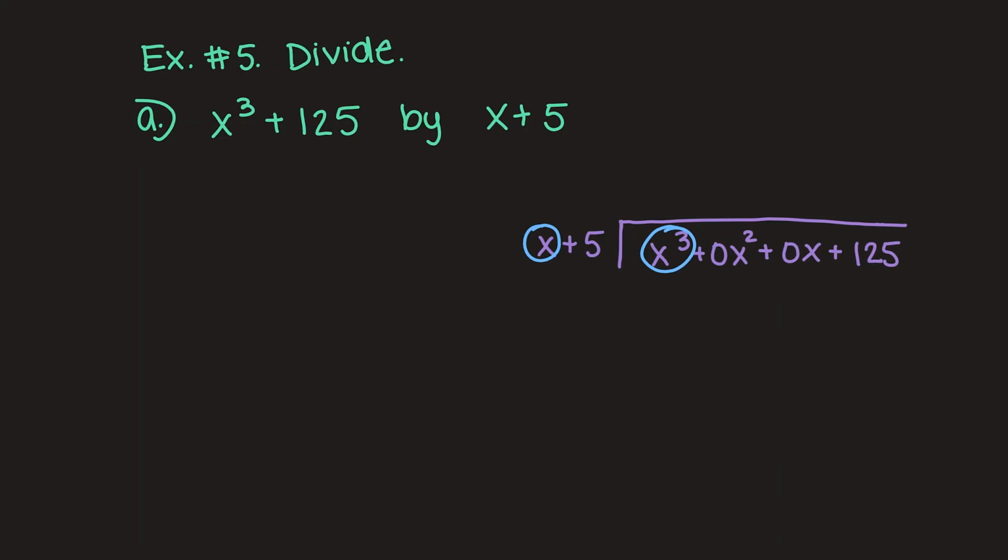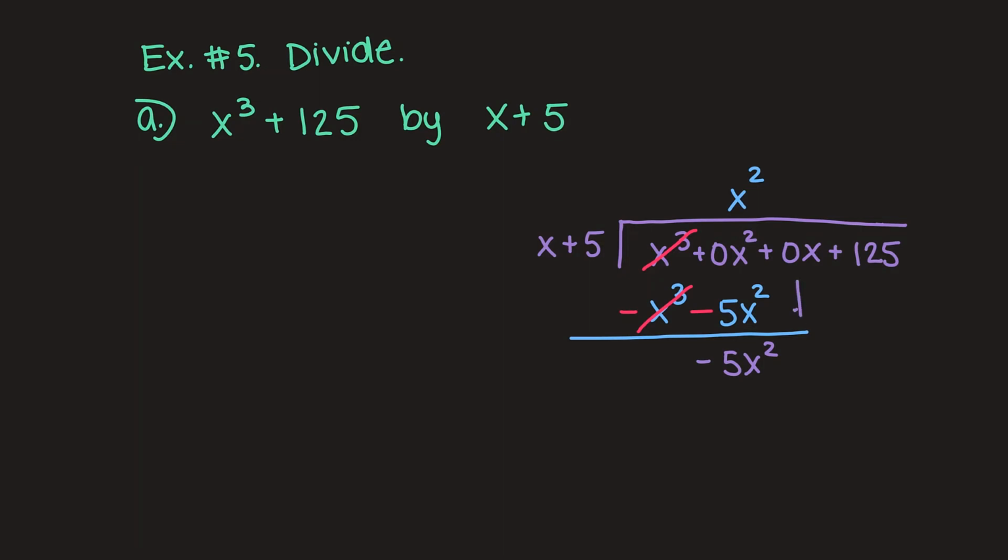And that's x squared. So we place this over the 0x squared term, and then we multiply x squared times x, which is x cubed, and x squared times 5, which is 5x squared. Subtract and distribute the negative, and we get negative 5x squared. Bring down the next term, 0x, and start the process again.